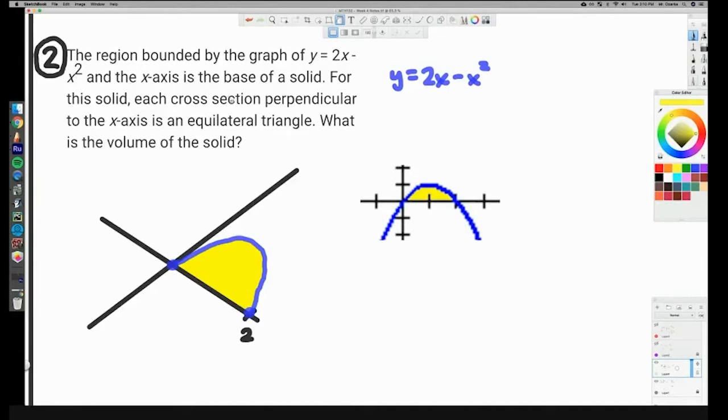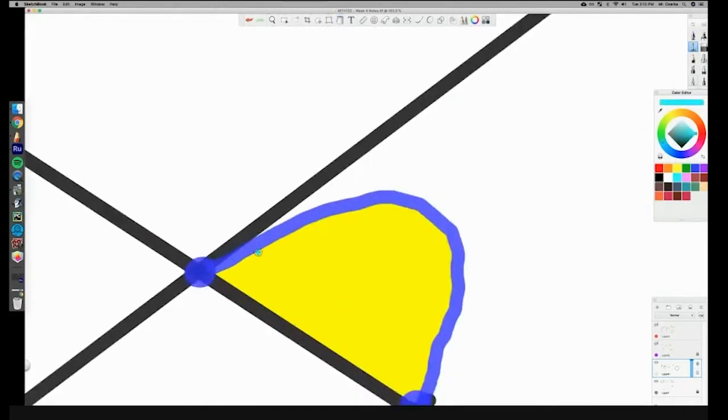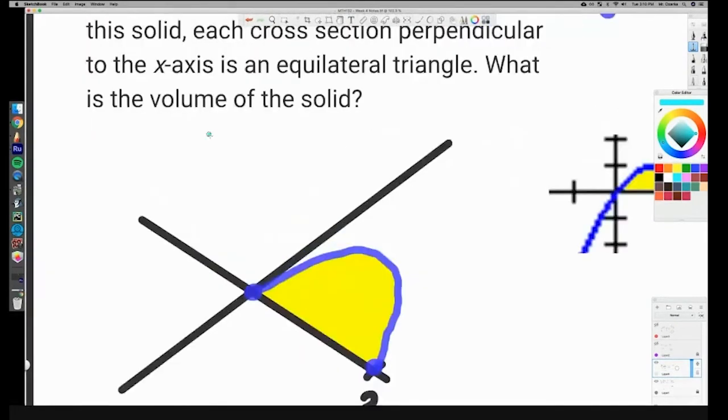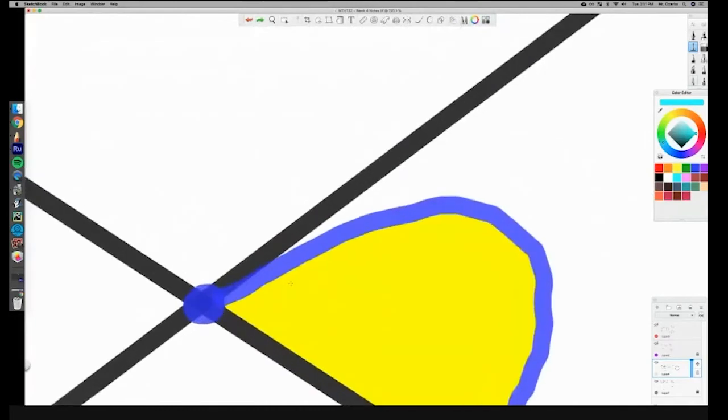Okay, now this one, it's equilateral triangles, so I have to draw triangles here, and the triangles are based on this base right here, and they're perpendicular to the x-axis. So the base of them are going to end up looking like this. They're not going to end up looking like this. There is a difference, believe it or not. I'm going to end up with an equilateral triangle that looks something like that. I'm going to end up with an equilateral triangle that looks like this.